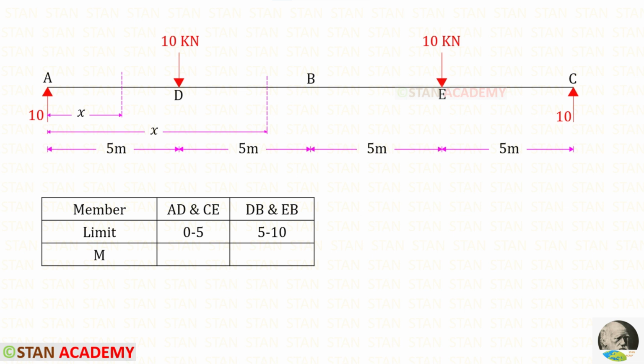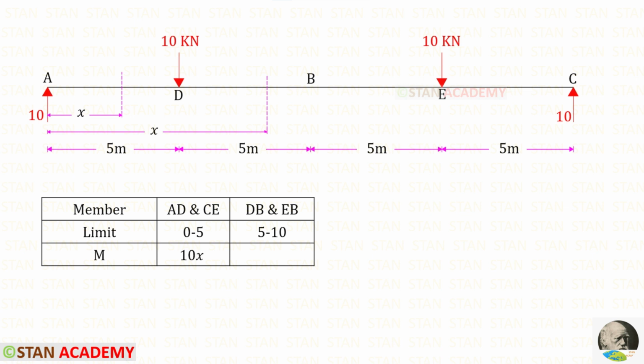Now let us make a table. In the table, first let us enter the members. Two members are the same, AD and CE, and again two members are the same, DB and EB. Here the limit is 0 to 5 and here the limit is 5 to 10. We are going to find the moment M from the point A. In this case, we have to follow the right hand side rule. Clockwise will be positive and anti-clockwise will be negative.